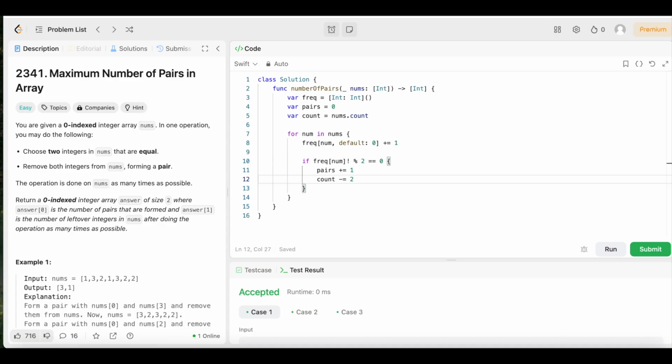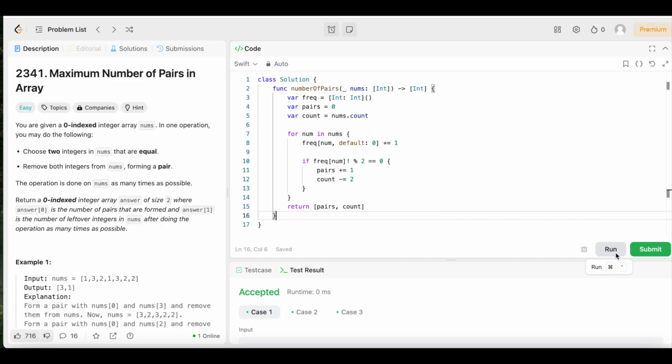Now we just need to return the array where the first element is the total number of pairs and the second element is the number of leftover unpaired elements. So for that, all we have to do is come right here and say return, open up the square brackets and say pairs, comma, count. Boom. And this is going to return the pairs in index answer of 0 like it wants, and it's going to return the count of all the leftover elements in answer of 1 like it wants us to do.